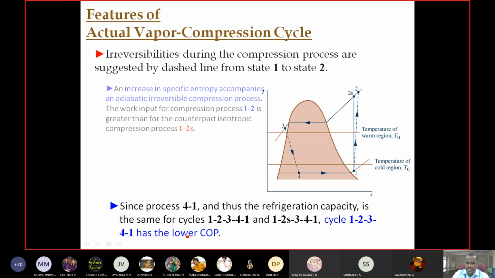Right, so we can compare the process 4 to 1. In both cases we have the same process 4 to 1. Because of that, the temperature is identified here, right? So we can see the cycle has the lower COP compared with these two.